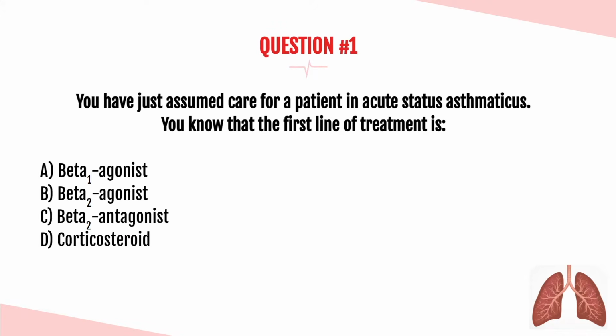Question number 1. You have just assumed care for a patient in acute status asthmaticus. You know that the first line treatment is A, a beta-1 agonist, B, a beta-2 agonist, C, a beta-2 antagonist, or D, a corticosteroid.